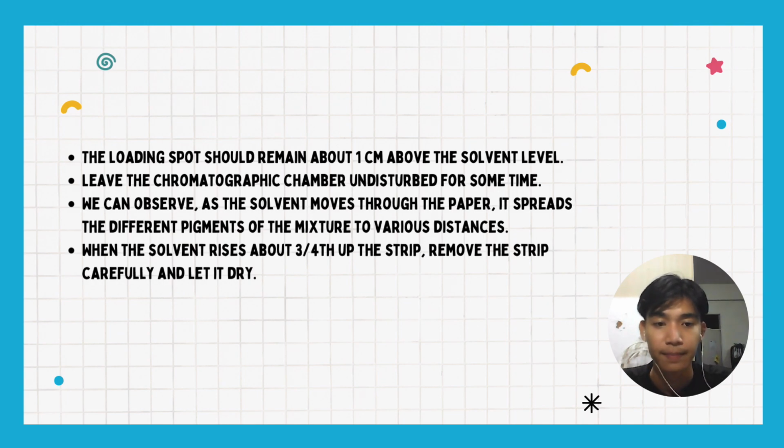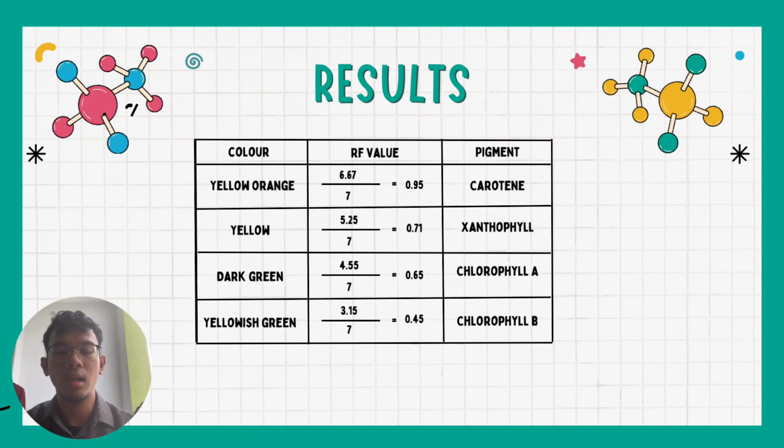And now for the results. The color is yellow-orange, and the calculation for the Rf value is 6.67 divided by 7, which gives an Rf value of 0.95, and the pigment is carotene. Next is yellow. The Rf value is 0.71, and the pigment is xanthophyll.